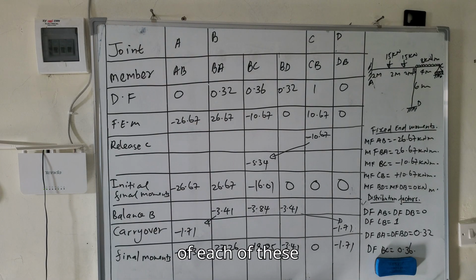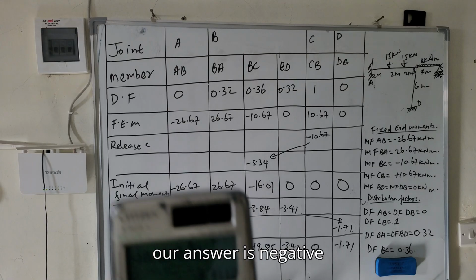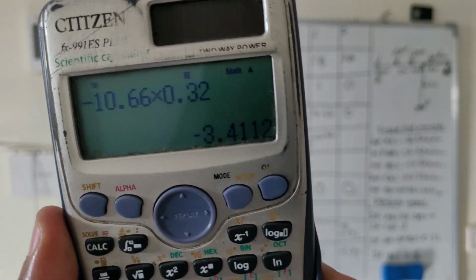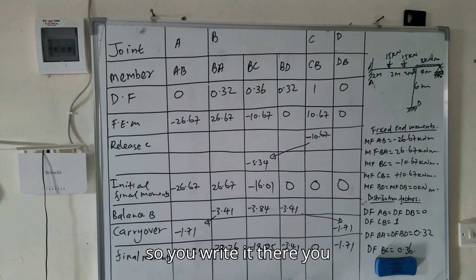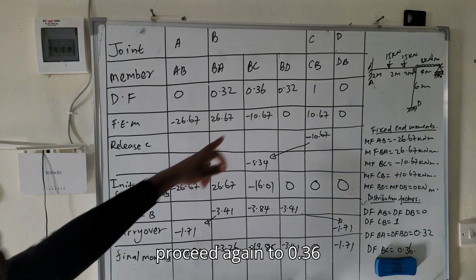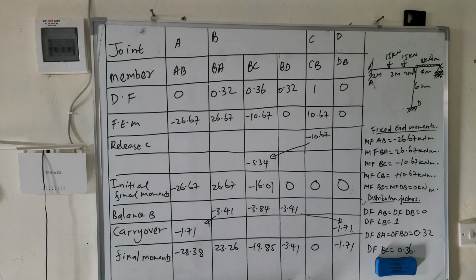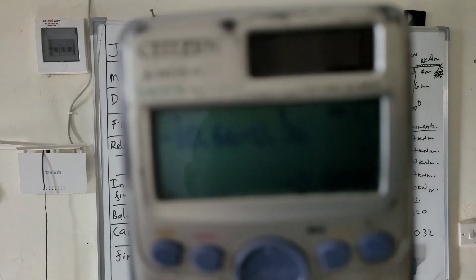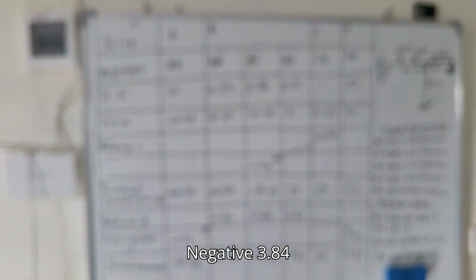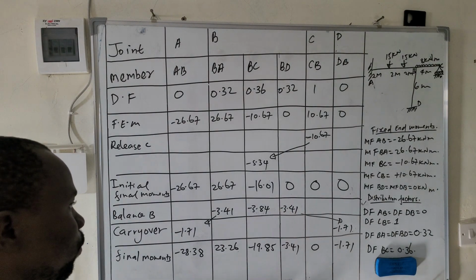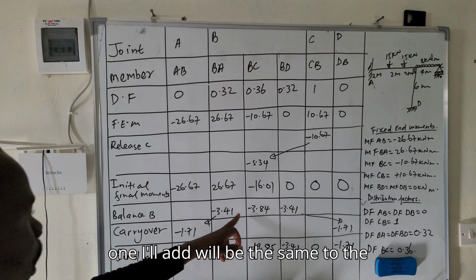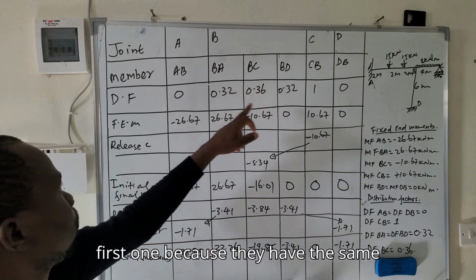So for example, you take negative 10.66 times, we begin with 0.32. So our answer is negative 3.41, as you can see on your screen. So you write it there. You proceed again to 0.36. So you take negative 10.66 times 0.36. So our answer is negative 3.84. We proceed to the final one. The final one, our answer will be the same as the first one because they have the same distribution factors.